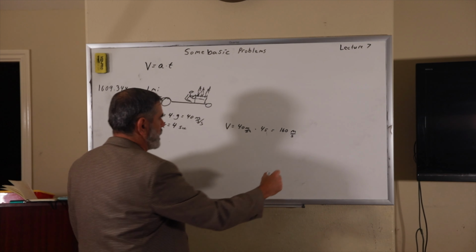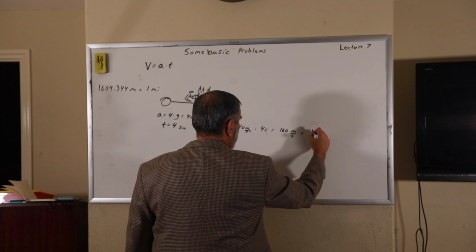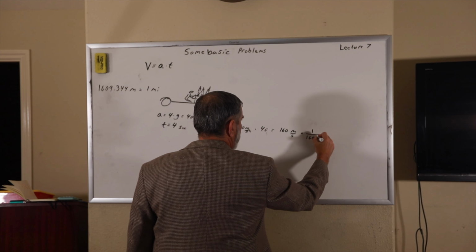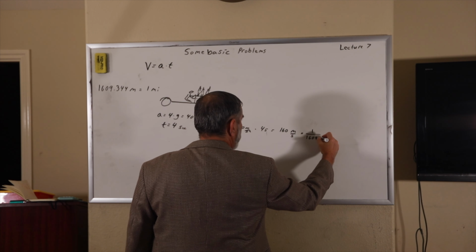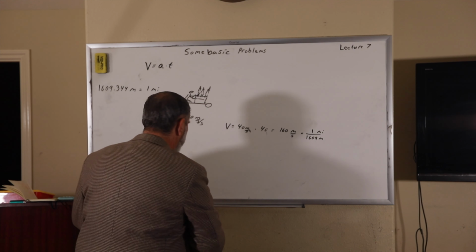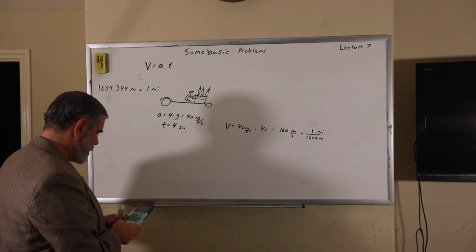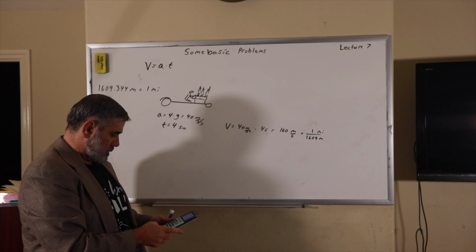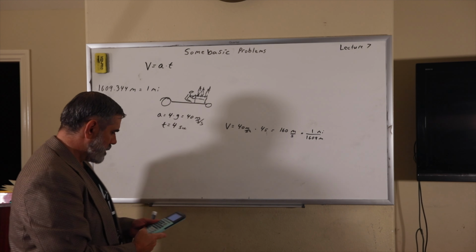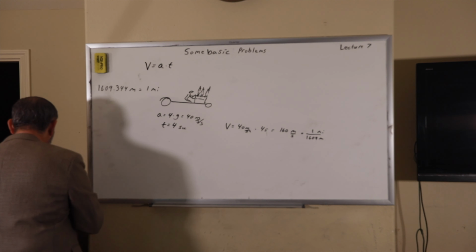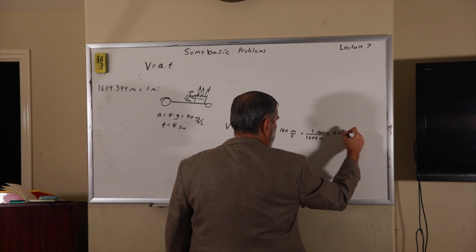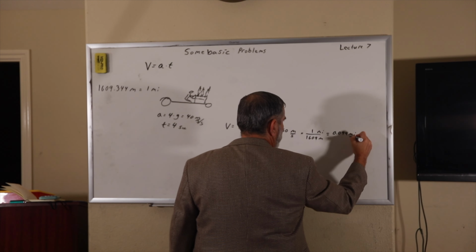So we'll multiply this times 1 over 1,609. We'll just chop it off there. Meters, and that's miles in the numerator. And so that's going to give us the miles per second. Let's see what that comes up as. So that's 160 divided by 1,609. So that's 0.099 miles per second.